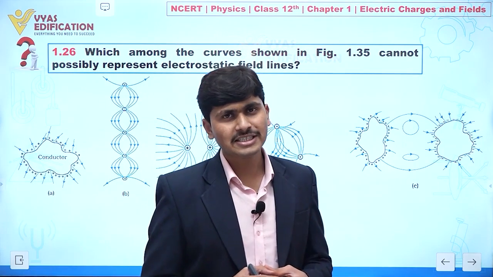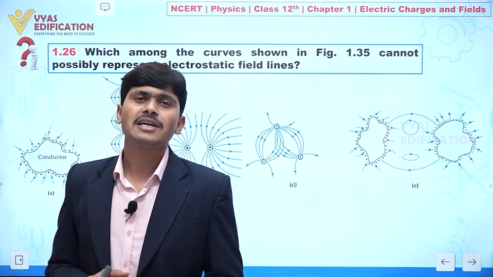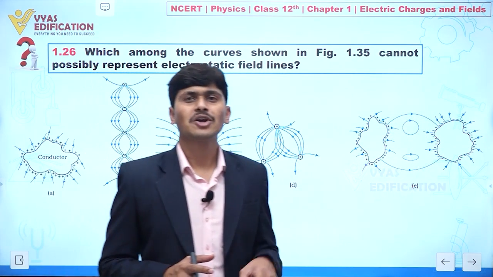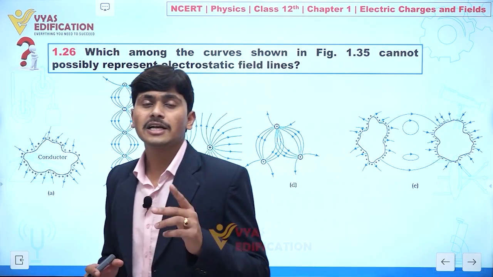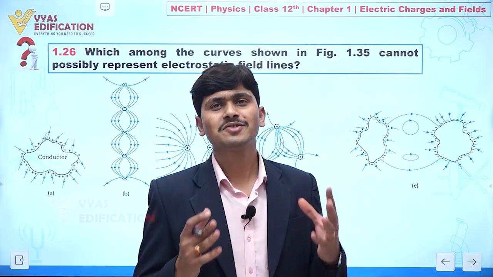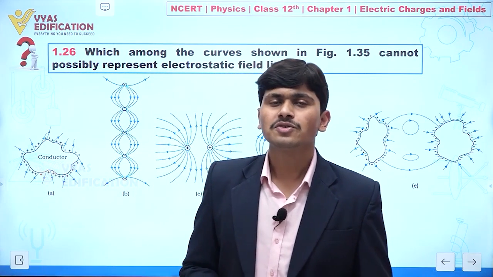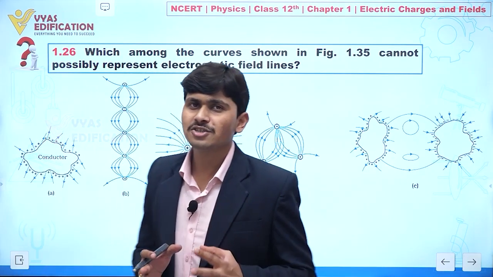Electric field lines are imaginary curves; at any point, if we draw the tangent, it represents the direction of the electric field. Second, electric field lines never form a closed loop. Third, electric field lines never intersect each other. Fourth, electric field lines always start from a positive charge and always end on a negative charge. If you know all these properties, you can easily solve this question.